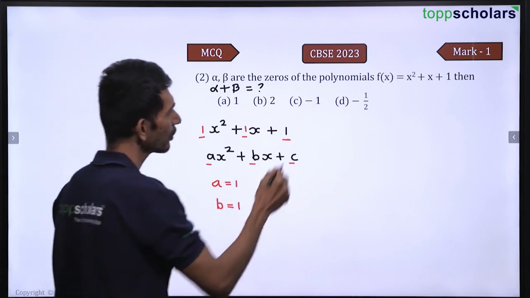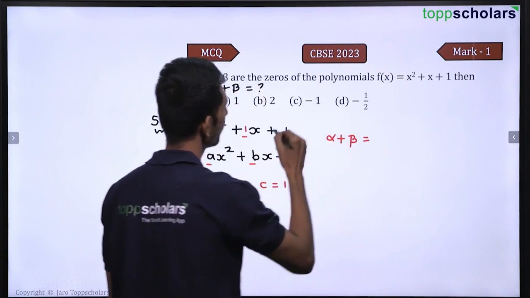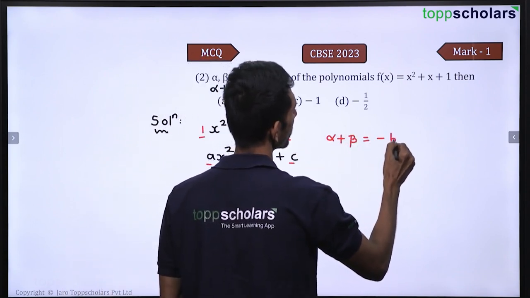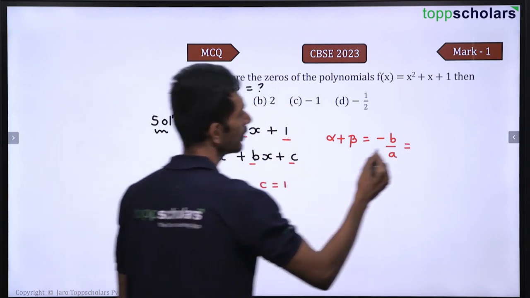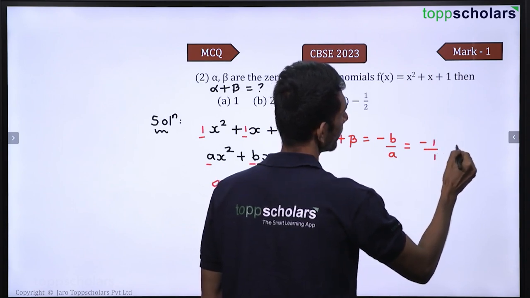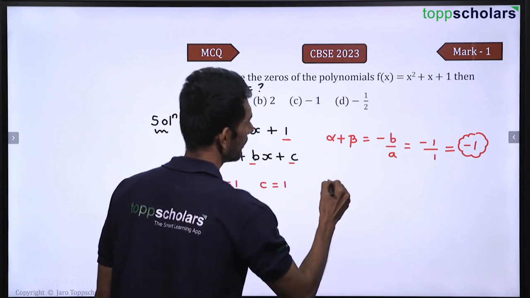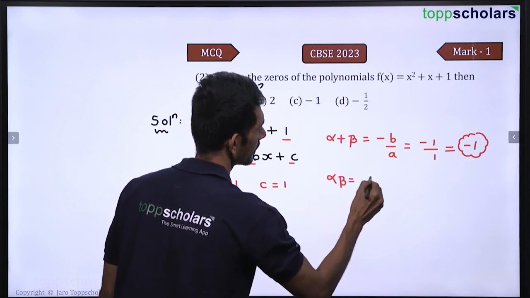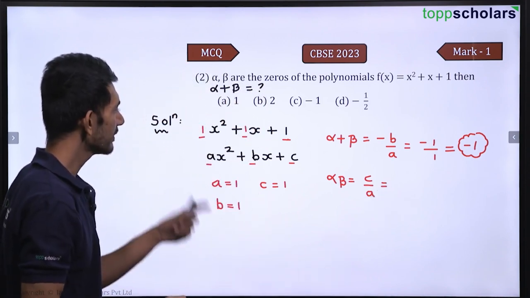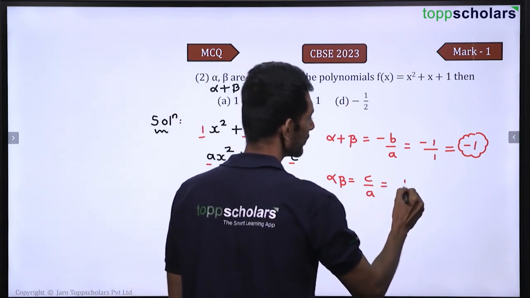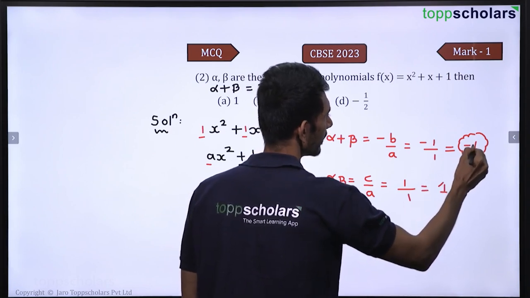Right? So what will be alpha plus beta? Alpha plus beta is minus b by a, that is equal to minus 1 by 1. That is minus 1. Alpha into beta is how much? c by a. Right? c by a means 1 by 1. Anyways, it is not asked in the question. I'm just doing it for your understanding.